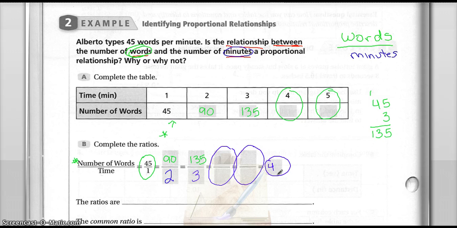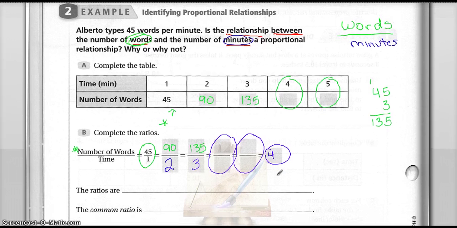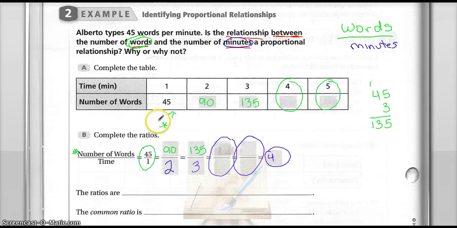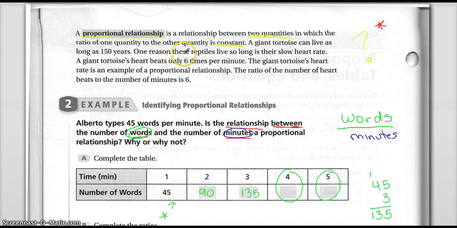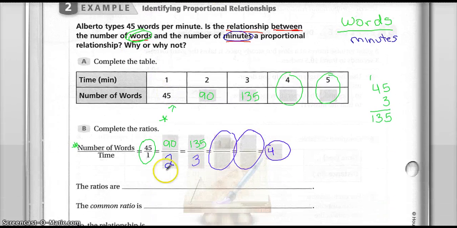Okay, and then this next line says the ratios are blank. Well, up here they're asking us about proportional relationships. So they're asking you here, are those relationships proportional? Do they all relate to each other? Do they all have a common number that they all simplify to? If the answer is yes, you're going to say the ratios are proportional.